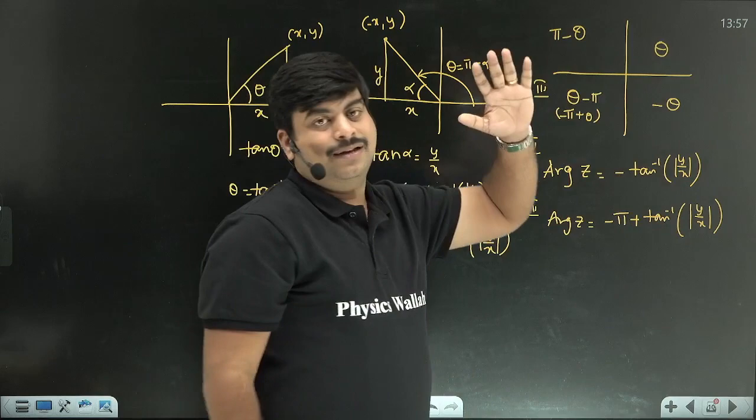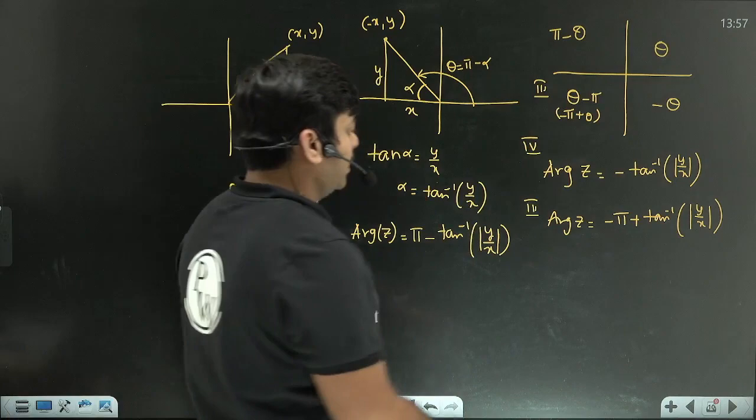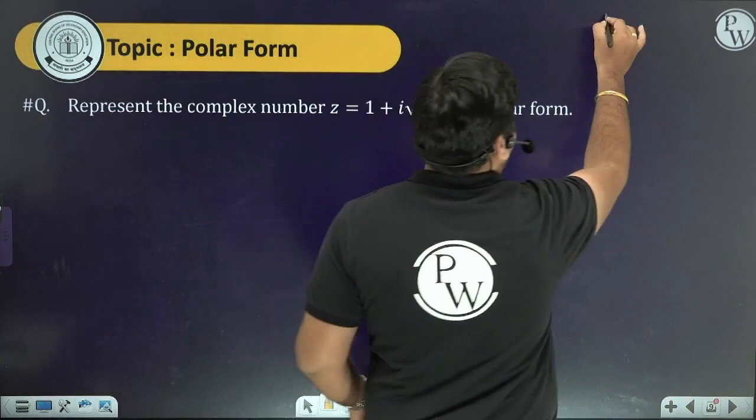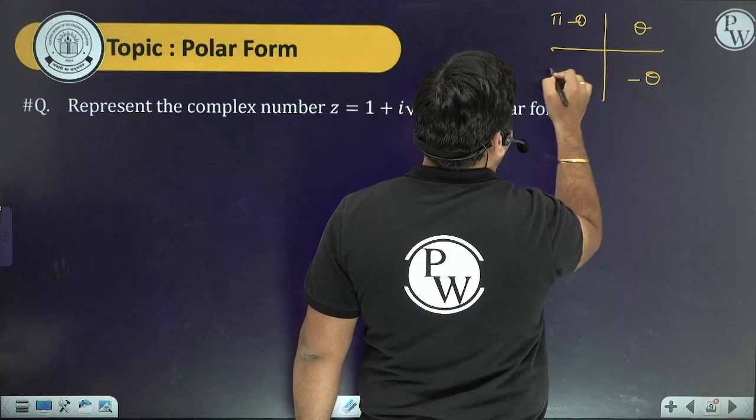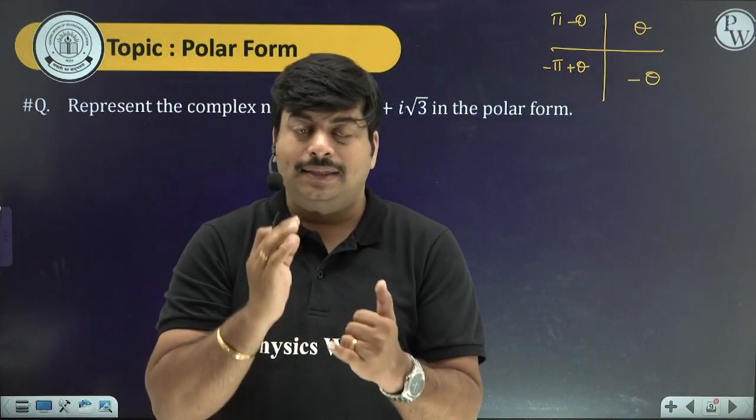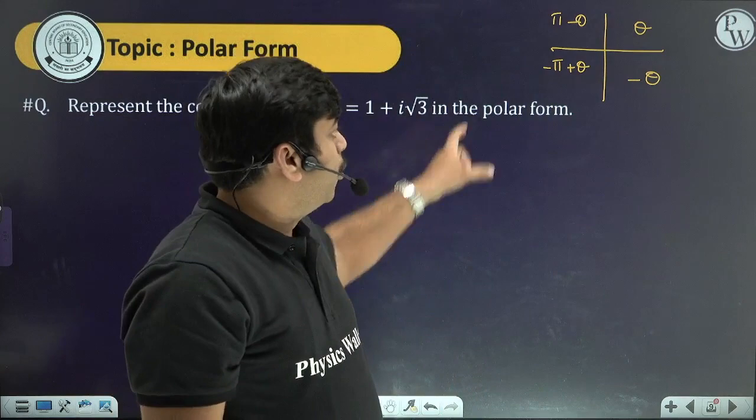Let's move to the previous slide. What you have once again: this will be theta, this will be minus theta, this will be pi minus theta, and this, exact opposite of that, minus pi plus theta. So the process to find theta is the same throughout all four quadrants, but correspondingly we should alter our answer at the end.